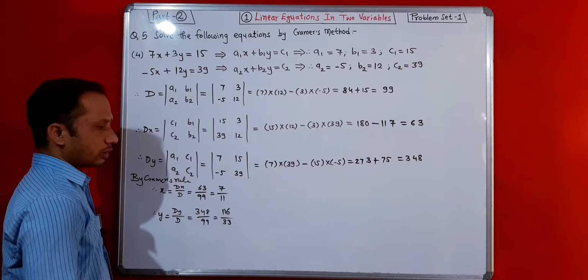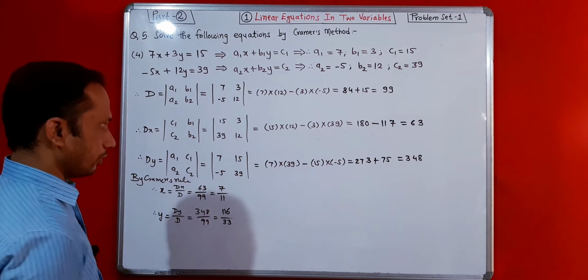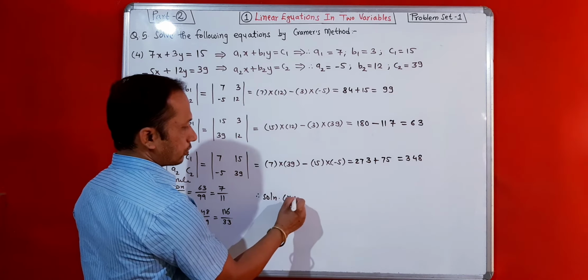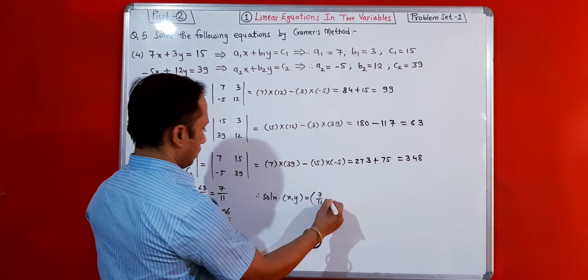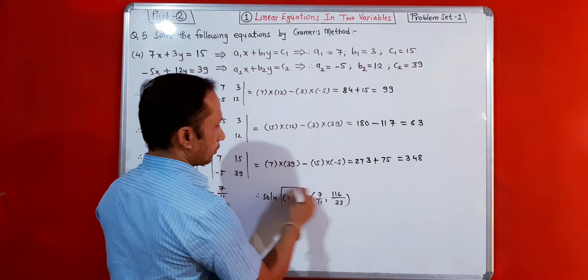So this is the second. If it is possible to calculate further, you can calculate it. If you can't, then stop. Therefore the solution x comma y is equal to 7 upon 11 comma 116 upon 33. So this is your final solution.